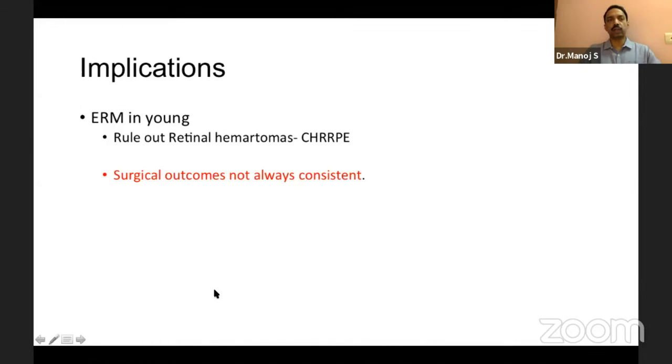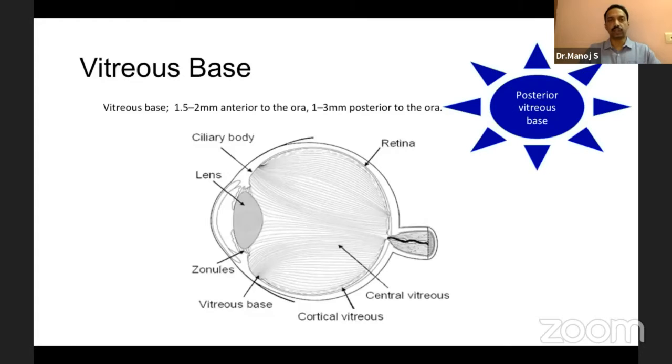Now, the implication is that whenever we see an ERM, one needs to rule out retinal hematomas, because we often resort to OCT and it's a very close mimic. We need to rule out combined hematoma of the retina and retinal pigment epithelium. This is because a surgical option is not a great option in these patients. The results are not always very consistent.